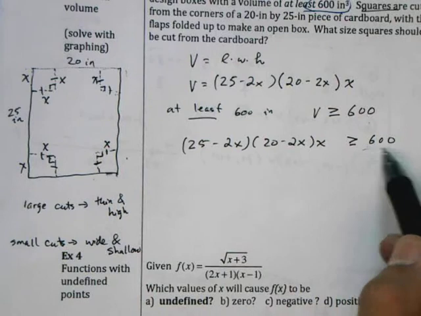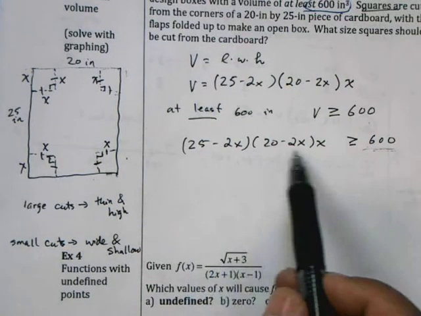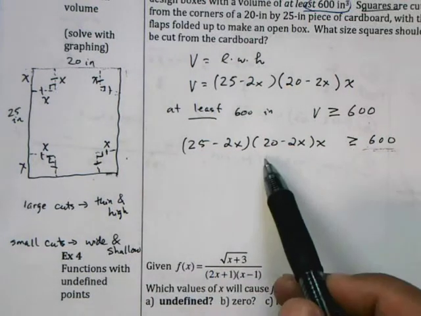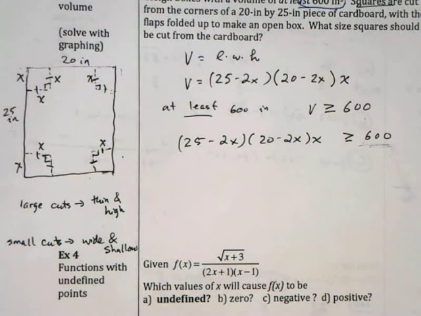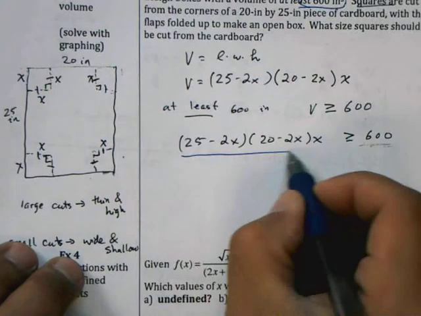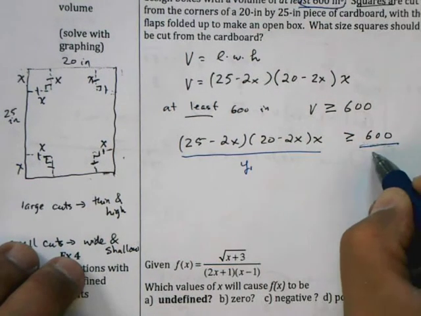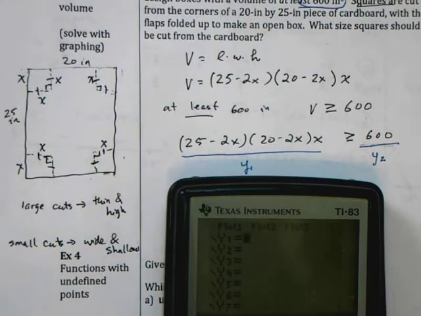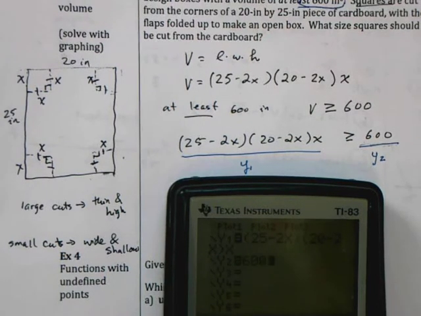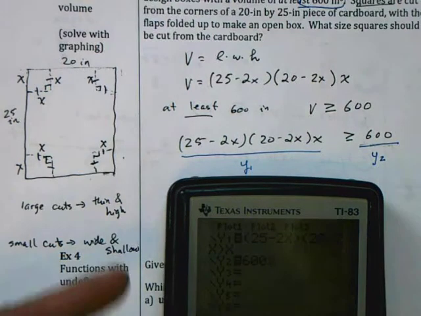Now, because this side is not equal to 0, we cannot find the zeros as quickly as we normally do. We have to either subtract 600 from both sides, or we have to just graph two separate functions. So I'm going to graph two separate functions here. I'm going to graph this function in y1, and this function in y2. So we'll graph 25 minus 2x times 20 minus 2x times x in y1, and the other one is 600. And we want y1 to be larger than y2.